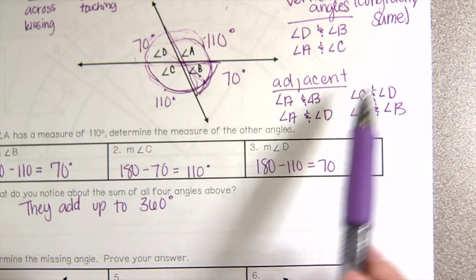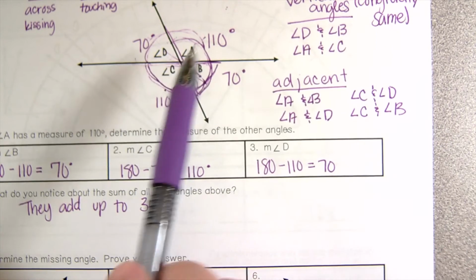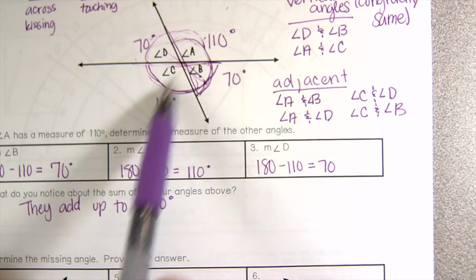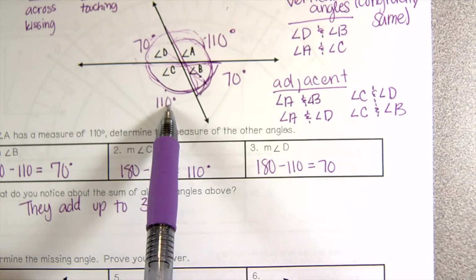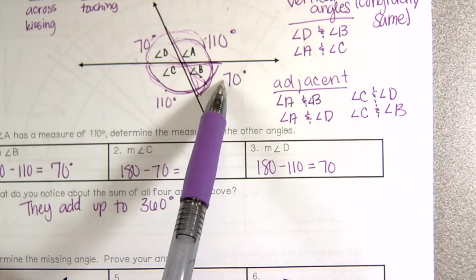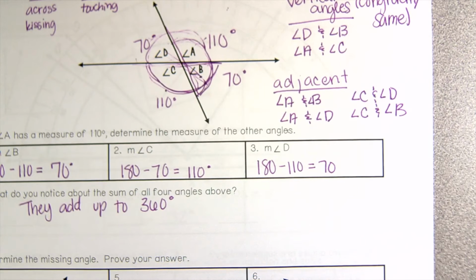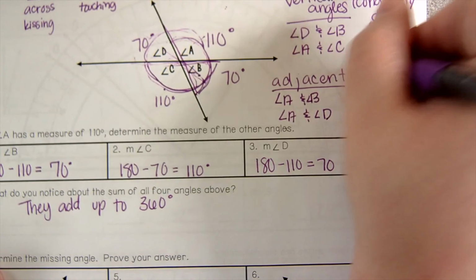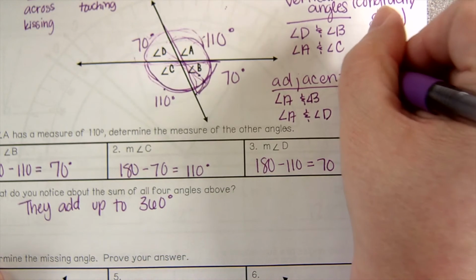They are the same. So vertical angles, we said A and C were vertical angles. They're both 110. We also said D and B were vertical angles. Those are both 70, so they are congruent or the same. What about adjacent angles? They add up to 180, which makes them supplementary.